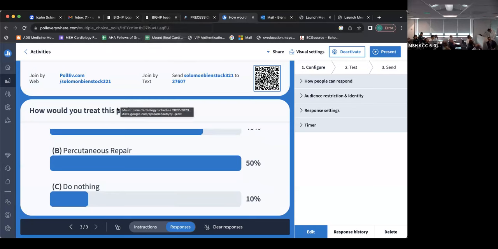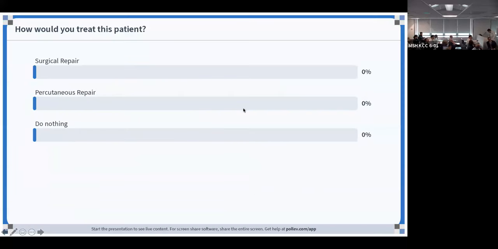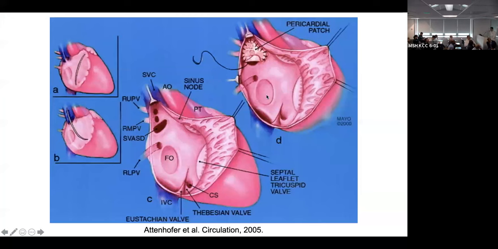Let's go back to the PowerPoint. While you pull that up, this is a tough case. It's a tough case in the sense that the management options are up there and they're not clean cut as to which way you're going to go.